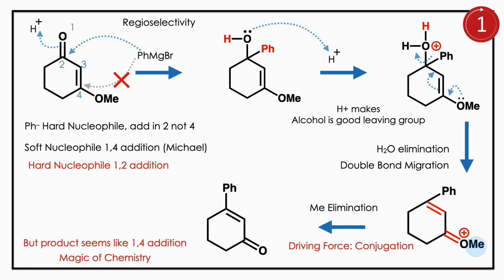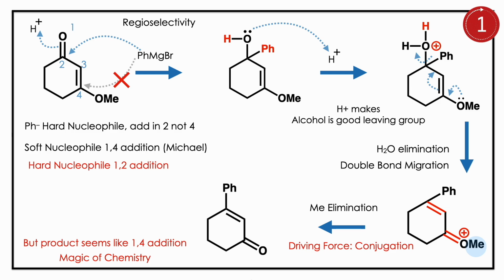Here you have phenyl magnesium bromide. Magnesium is hard, providing a hard nucleophile, so it will undergo 1,2 addition. So phenyl adds to the second position, and you have an alcohol. The condition is acidic, so the alcohol becomes H2O and is eliminated. The mesomeric effect on the oxygen helps with the delocalization and removal of H2O.